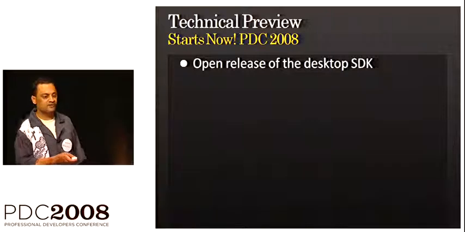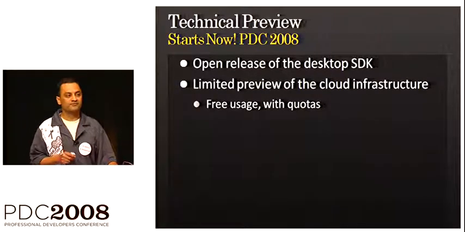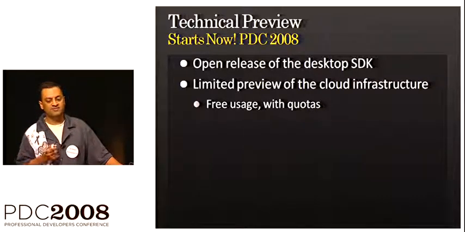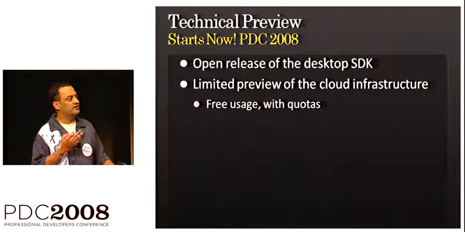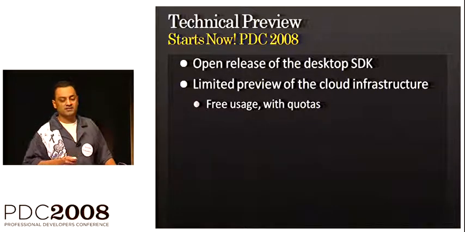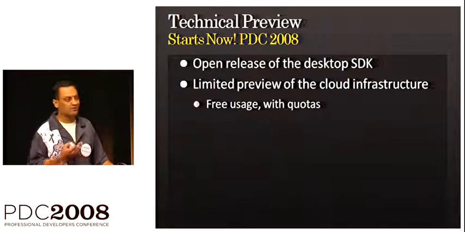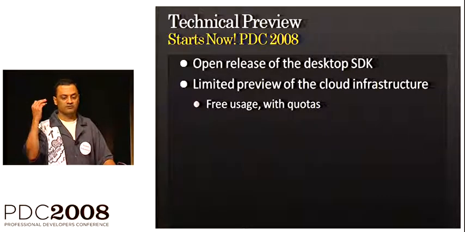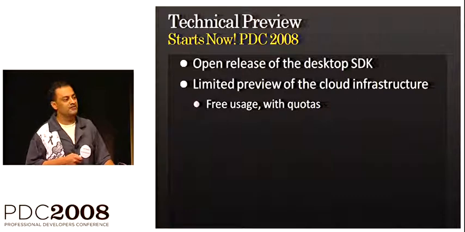Right? The second thing we've got is the preview of the cloud. This is a limited preview because we have a certain number of machines in the data center. It's a very large number of machines, but nonetheless, everybody who gets access gets free usage, although there are quotas as to how much you can do, as you can imagine. You're all here at PDC. You are our best customers. You've all paid to come here, and more than that, you've all taken the time to come and hear us. So you're all at the front of this queue, and you can go sign up through Connect if you haven't done that already.